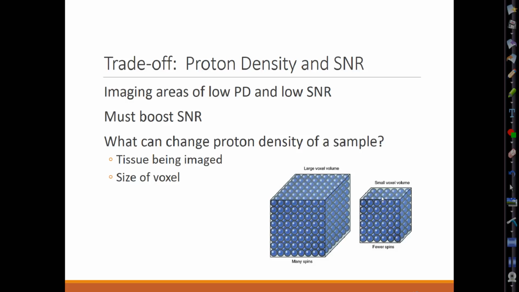So which one of these boxes has less spatial resolution? The large, the one on the left. Good.